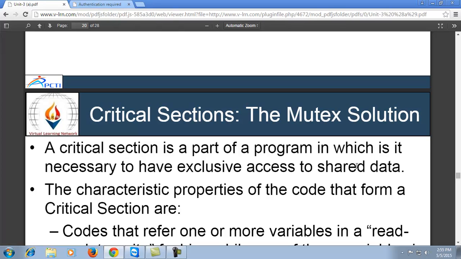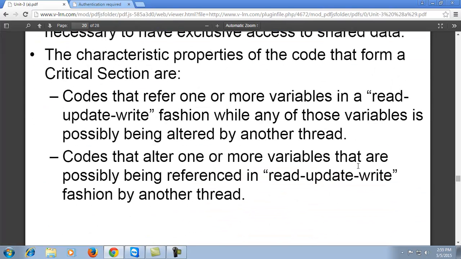Now, the solution for mutex is a critical section, which is a part of a program in which it is necessary to have exclusive access to shared data. The characteristic properties of the code that forms a critical section are: first, code that refers to one or more variables in a read, update, write fashion, while any of those variables is possibly being altered by another thread.